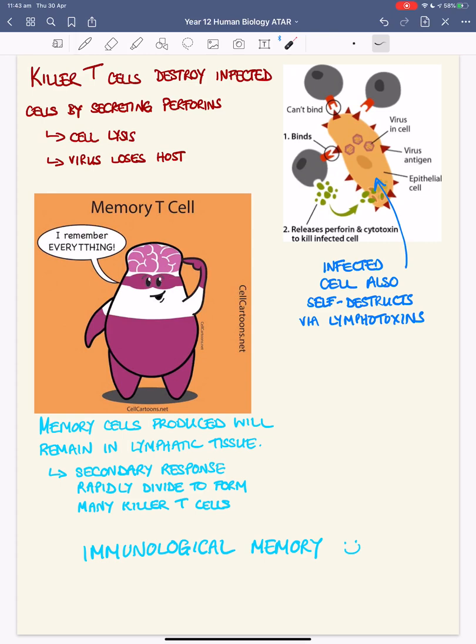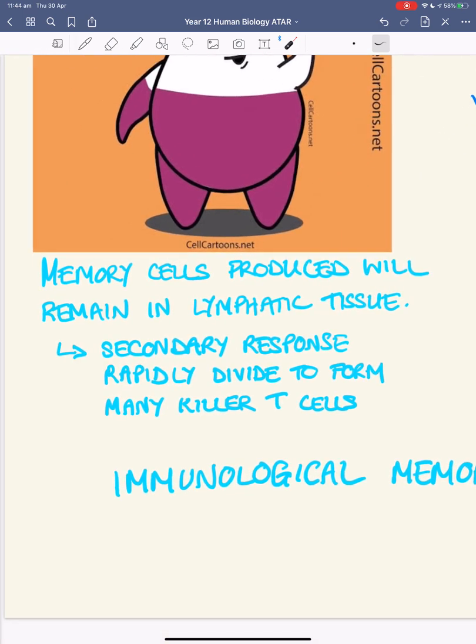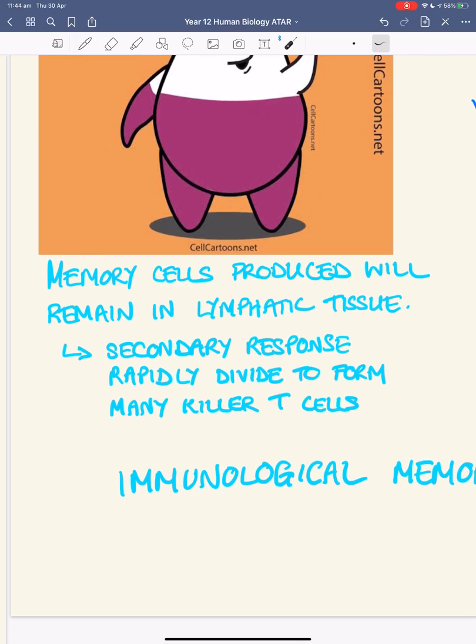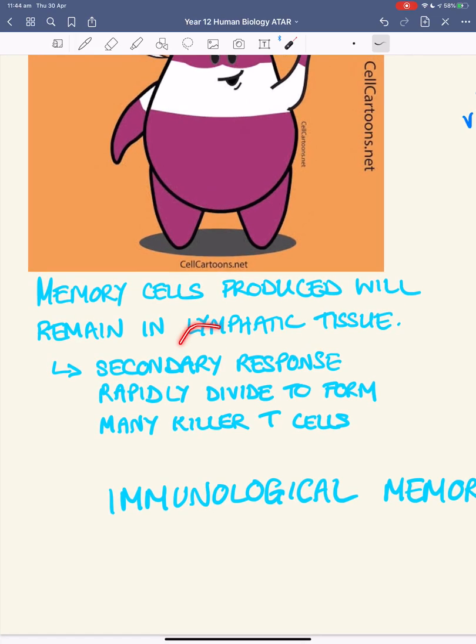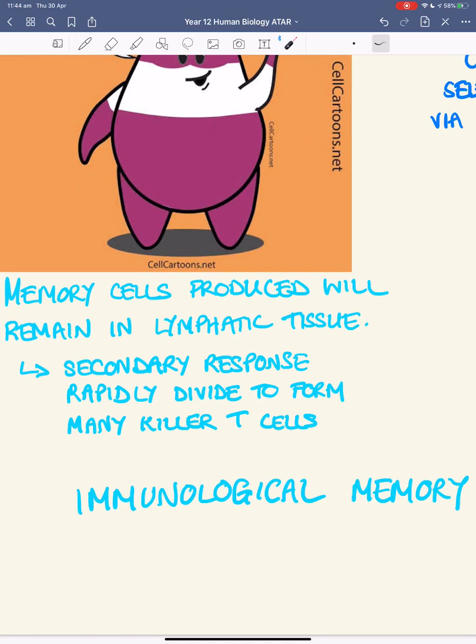T cells also produce memory cells, and again, these help to stimulate a faster secondary response. But crucially, the difference between T memory cells and B memory cells is that T memory cells remain in the lymphatic tissue. They stay in the lymphatic tissue, they do not migrate elsewhere in the body, unlike the B cells. The immunological memory is the same basis. We want to rapidly produce many killer T cells that will act much faster than the initial primary response.